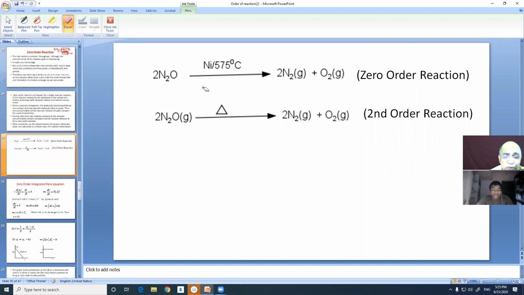Nitrogen and oxygen, which are products, are expelled out. The reaction occurs at the surface of the catalyst. All N2O has to be adsorbed on the surface of the catalyst. The moment some N2O is lost, gone, then new N2O comes from the gaseous phase onto the surface. But for kinetics, for the graph, we will not take the new N2O. The old N2O we shall be taking to see how it is changing.